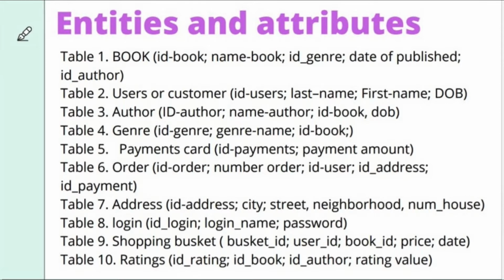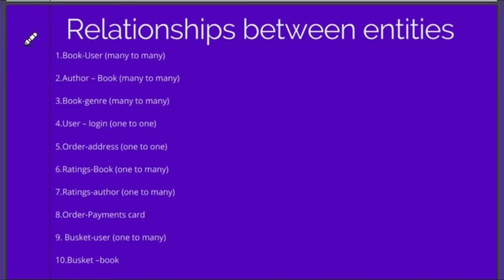So the next table, shopping basket. It contains basket ID, user ID, book ID, price, and date. So the next table is 10, ratings. ID rating, ID book, ID order, and rating value. That's it. So the next slide is relationship between entities.